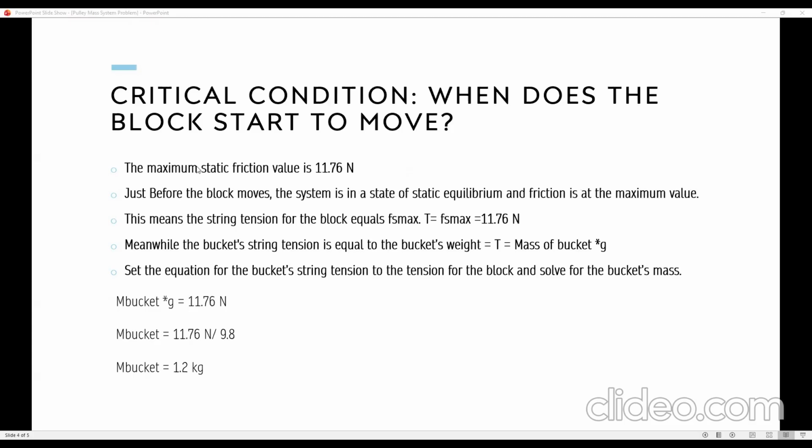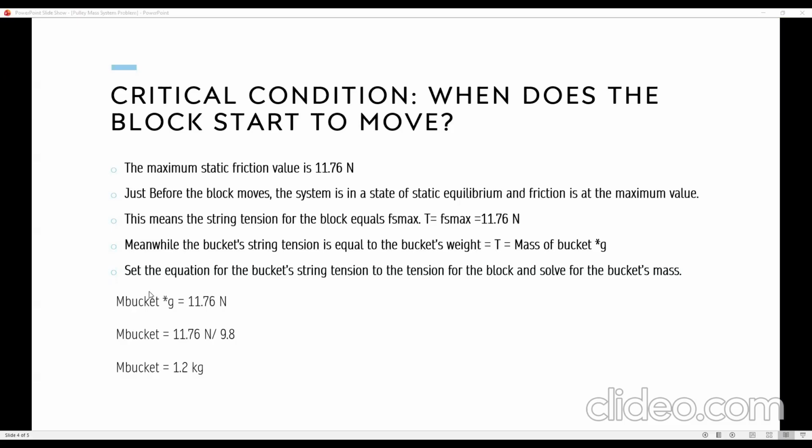As we stated before, the maximum static friction value is 11.76 newtons. Just before the block moves, the system is in a state of static equilibrium, and the friction is at the maximum value, that 11.76 newtons. This means the string tension for the block is going to equal the maximum amount of static friction, which is 11.76 newtons. Whereas the bucket's string tension is going to be equal to the bucket's weight, which is the mass of the bucket times gravity, because the string tension for the bucket is going exactly in the opposite direction.